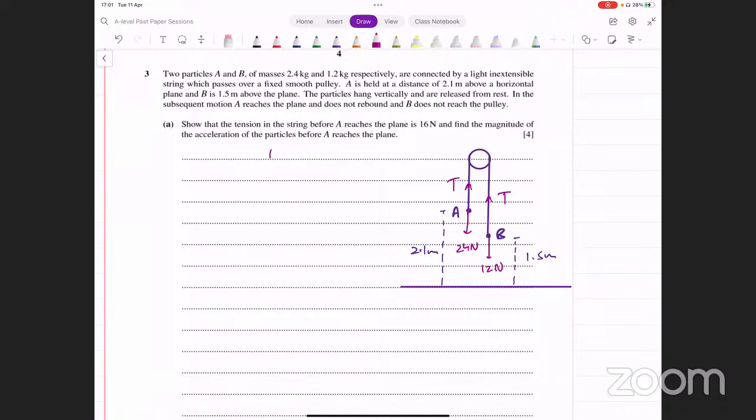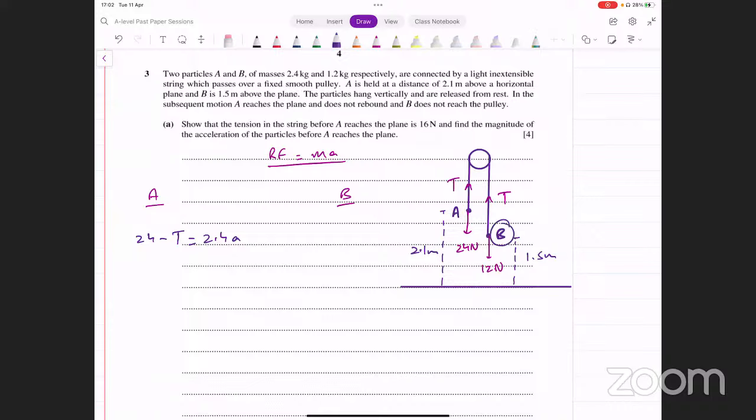We know that resultant force is equal to mass into acceleration, right? अगर आप ये A पे अप्लाई कर दें और B पे अप्लाई कर दें तो आपके पास क्या आएगा? A किस साइड पे जा रहा है? A नीचे की तरफ जा रहा है. A के लिए फॉरवर्ड फोर्स क्या है? 24. So we say 24 minus the backward force for A, which is T. This is going to be equal to mass of A, which is 2.4 into acceleration. ये आपके पास एक इक्वेशन आ गई.